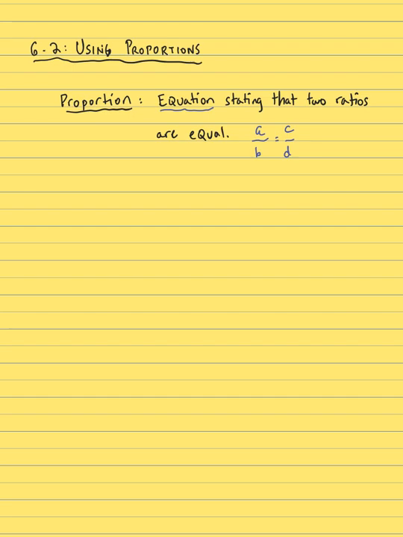But let's not get freaked out by this because you guys have been looking at proportions for as long as you've been looking at equivalent fractions, right? Because we know that 2 over 3 equals 4 over 6. So this is an equation stating that two ratios are equal. So that would be a proportion.